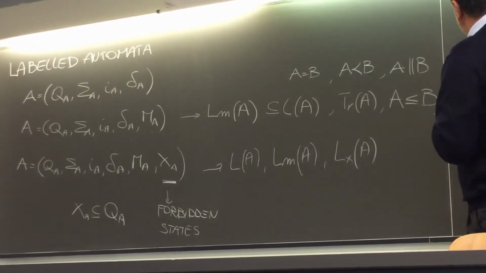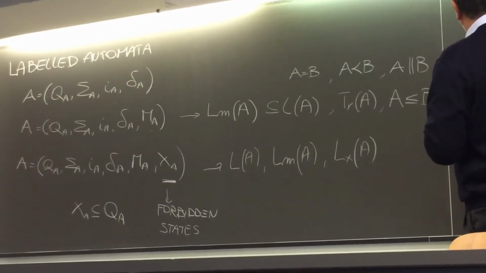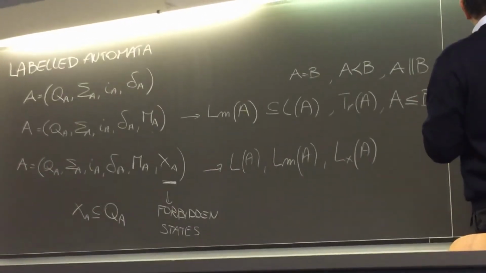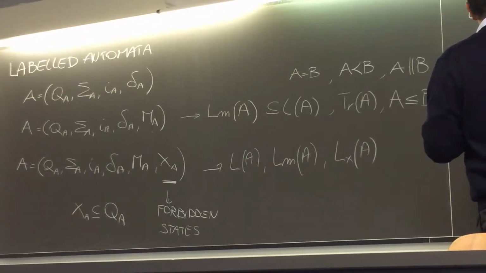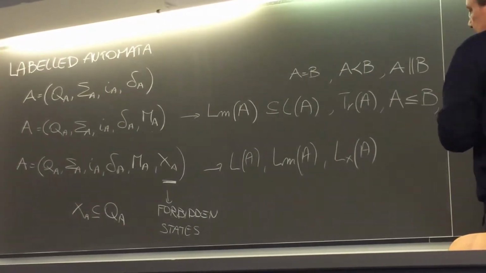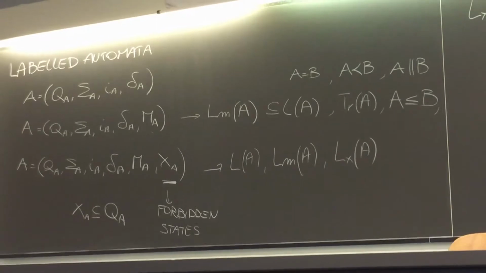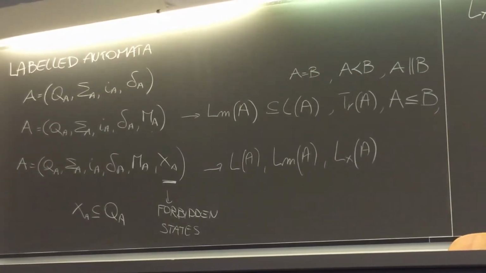So the definition of the forbidden language is the set of strings belonging to the closed language such that the delta function of the automaton, starting from the initial state and applying some of the prefixes, not necessarily all the prefixes, has a non-null intersection with the forbidden state set.